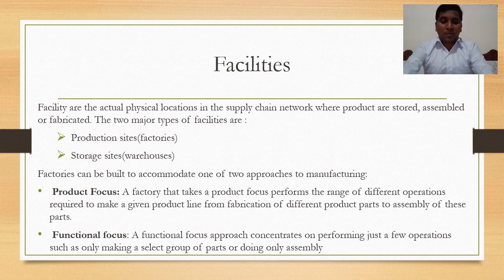Factories can be built to accommodate one of two approaches to manufacturing, that is, product focus and functional focus. A factory that takes a product focus performs the range of different operations required to make a given product line, from fabrication of different product parts to assembly of these parts. Functional focus. A functional focus approach concentrates on performing just a few operations, such as only making a select group of parts or doing only assembly.